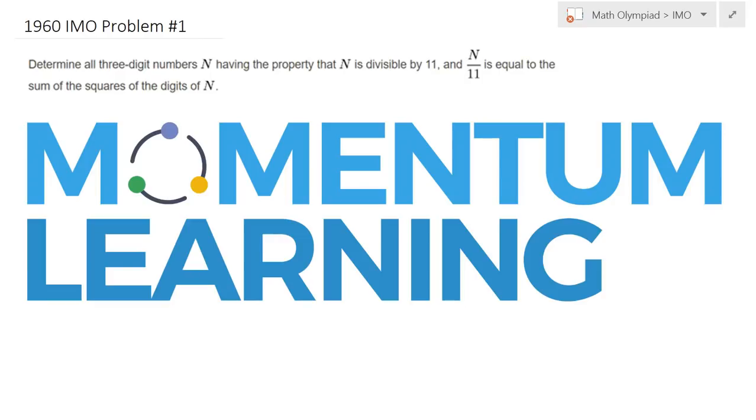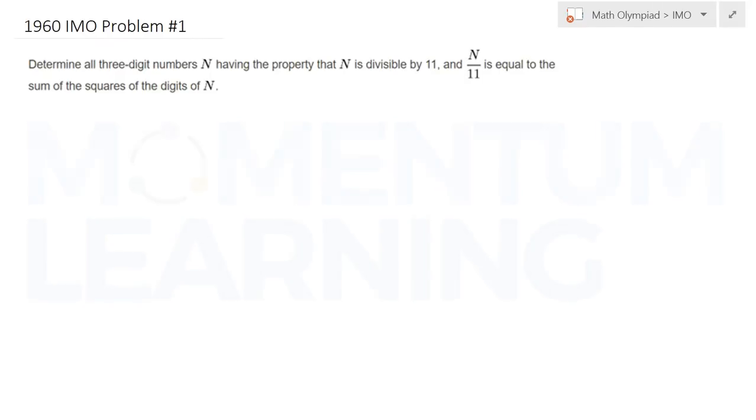This is 1960 IMO problem number 1, and here is a view of this problem. We would like to determine all three-digit numbers n. So let's write that down. We have this three-digit number n, where A, B, C represent the hundreds, the tens, and the units digit, where n satisfies the following two properties.